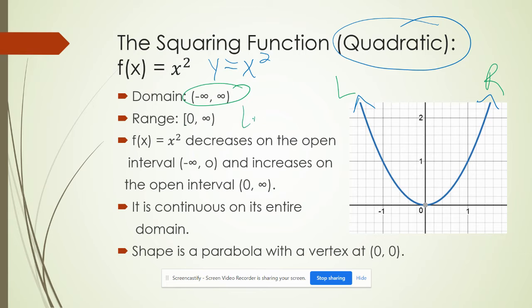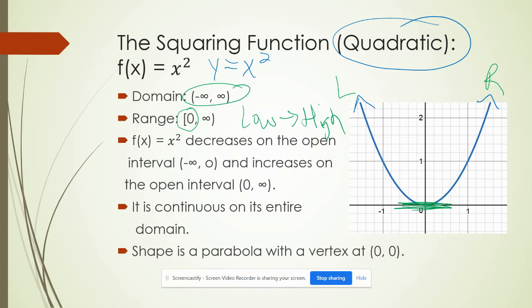The range, remember, goes from our lowest point to our highest point. Our lowest point is here at 0 because it's a solid circle. It's a bracket. And then at the top we have arrows going up forever, so that's infinity. And infinity always gets parentheses.